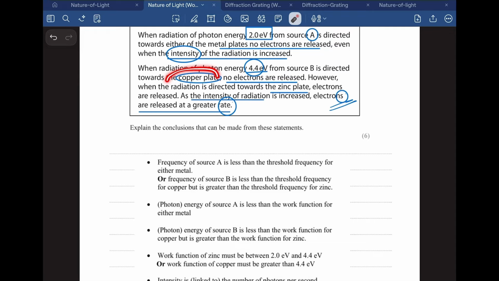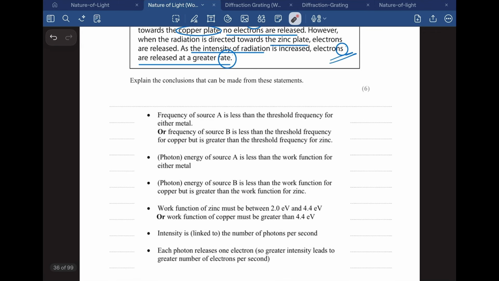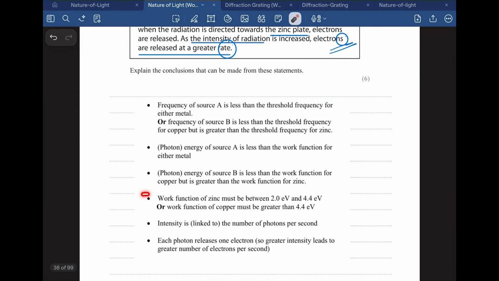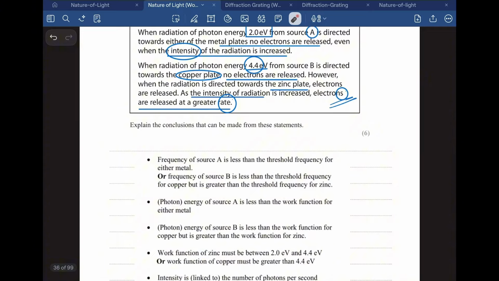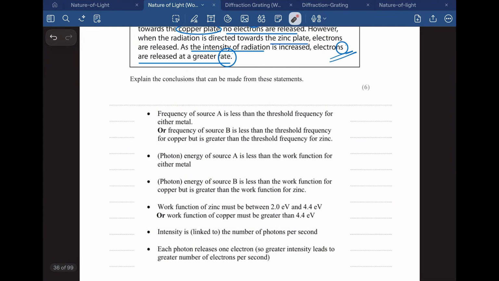That's why it was unable to release an electron from the copper plate, but it was able to release an electron from the zinc plate. The work function for zinc must be between 2 volt and 4.4 volt. Why will zinc be between 2 volt and 4.4 volt? Because when 2 electron volt was applied, no electrons were released from the zinc plate. But when 4.4 volt was applied, it released the electrons. So it must be greater than 2 volt and somewhere below 4.4 volt, the work function basically.